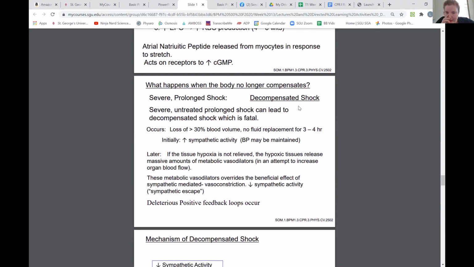I just had a question. How much do we need to know about hydrostatic and oncotic pressures? That gets really big in renal. Yeah, that gets really big in renal. Remind me, did y'all go, this might also be a CPR2 thing.